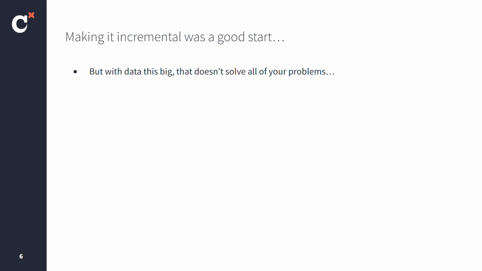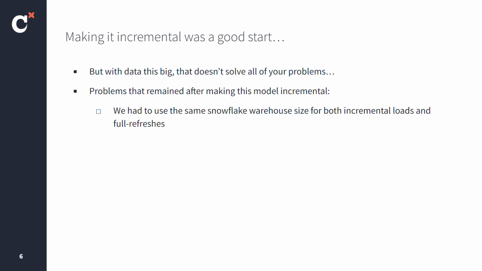And specifically, I want to call out 3 problems that remained even after we made this incremental. So first of all, we had to use the same Snowflake warehouse size for both incremental loads and full refreshes. And I'll talk more about that in a bit. The second thing is that we were like, okay, so we're supposed to add unique tests to our primary keys, right? Except you have 35 billion rows, and even though you're building it incrementally, it's going to check all 35 billion rows for uniqueness every time, and that is just not feasible.